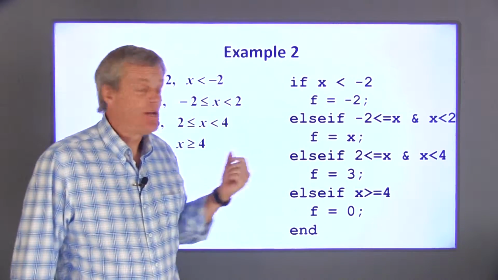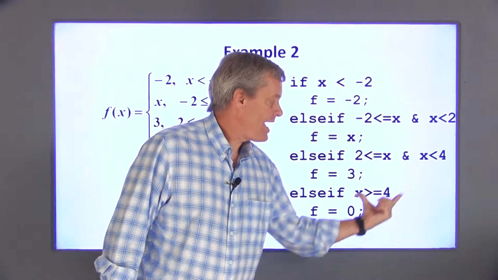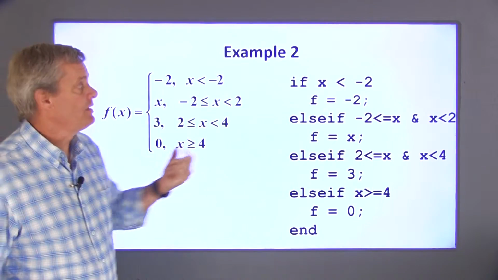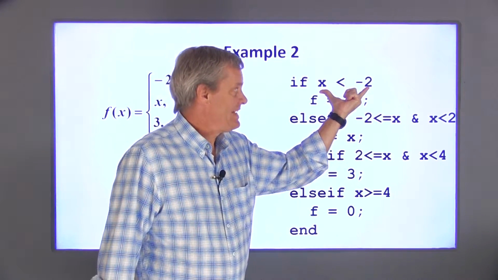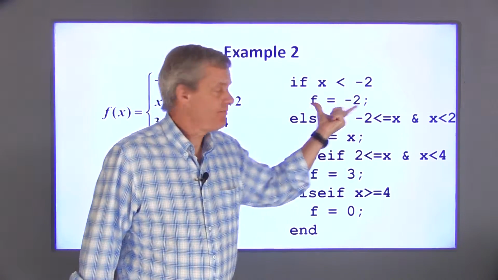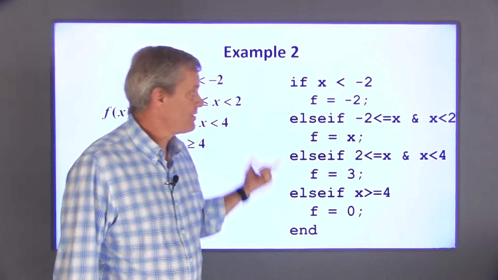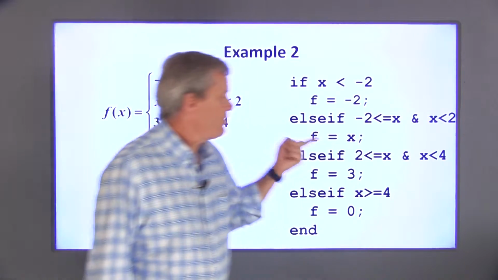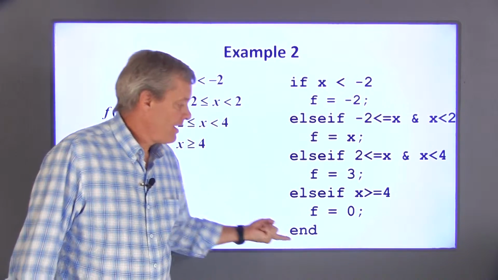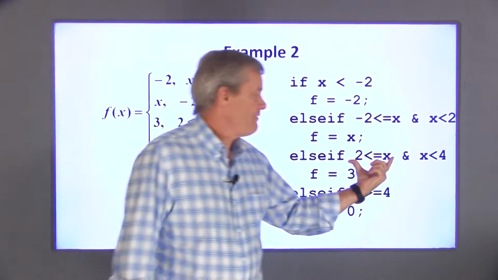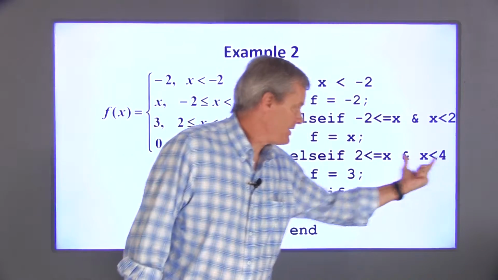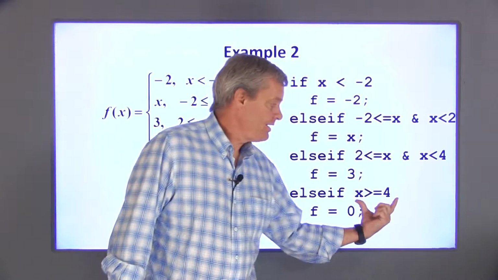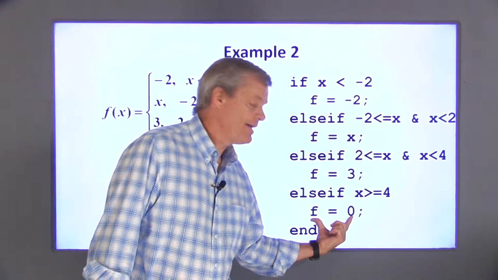In this construction, I'm using the conditions exactly as they're presented in the mathematical representation of the formula. So if x is less than -2, I set f equal to -2 and I don't check anything else. If x is greater than or equal to -2 and less than 2, I do this and skip out of the block. If x is greater than or equal to 2 and less than 4, I set f equal to 3 and stop. Finally, if x is greater than or equal to 4, I set f equal to 0.